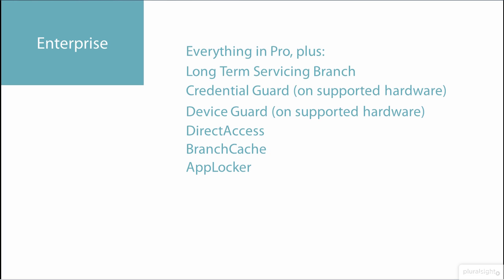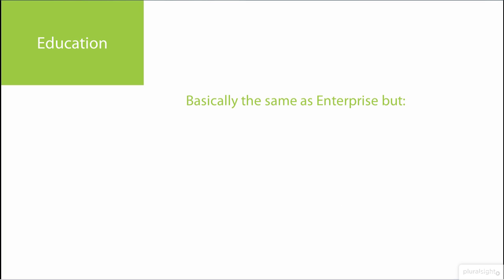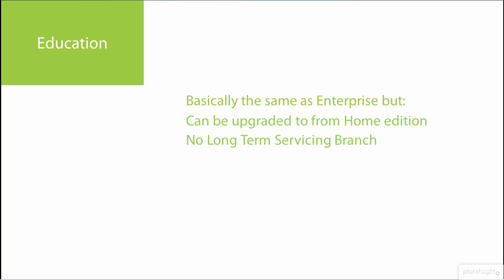AppLocker lets admins restrict what software can run without the hardware and signing requirements of Device Guard. The Windows To Go Creator, as we will see later in this course, lets us build a version of Windows that can run from a flash drive. And the group policy Start screen control we've already mentioned, and we'll take a closer look at in a later module. The Education Edition is essentially Enterprise, but it permits an upgrade from the Home Edition. It does not provide support for the long-term servicing branch and is only available via academic licensing.